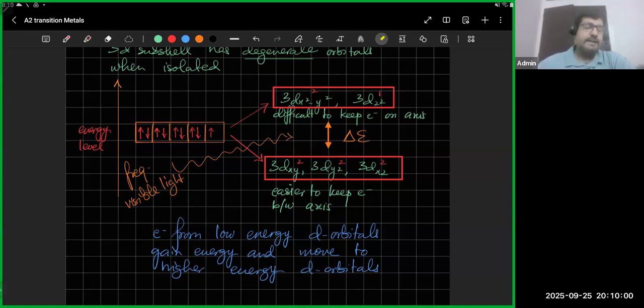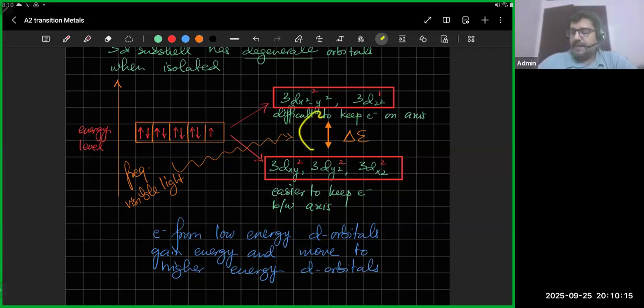This was one of the definitions of transition metal, that they would form stable ions which had incomplete d subshells, because that would enable the transition to happen. If it was full, they can't move around.